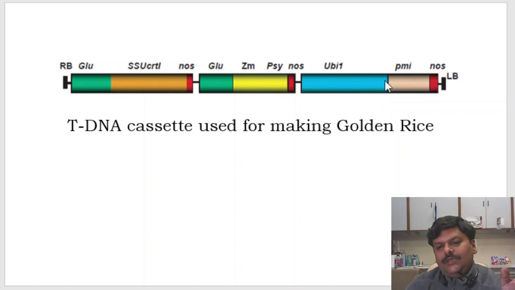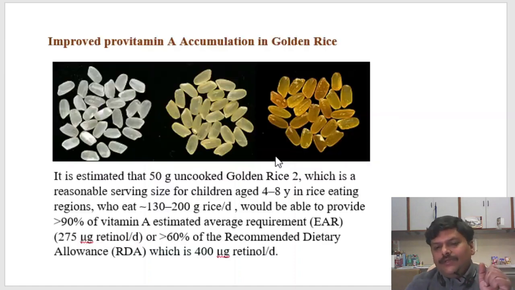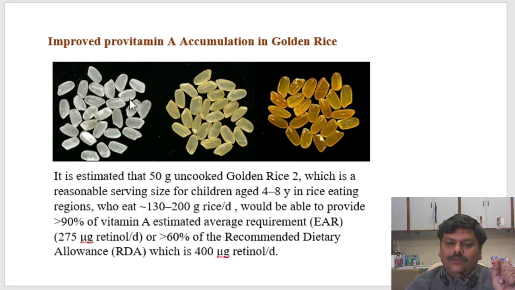And this T-DNA was transformed with the help of Agrobacterium into rice calli, and from that rice calli, rice transgenics were raised, and these genes start making beta carotene or carotenes inside the rice grain, which looks like this. This is a normal rice which is untransformed, and these two are examples of transgenic rice. This is golden rice 1 and this is golden rice 2.